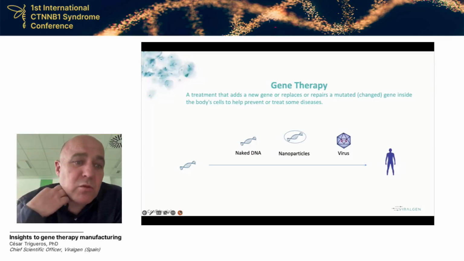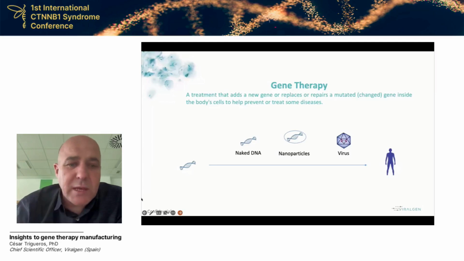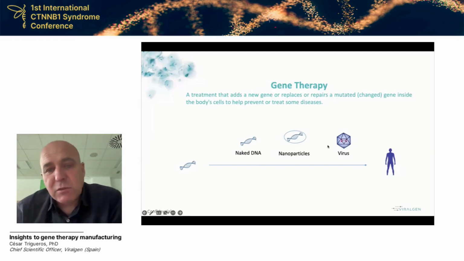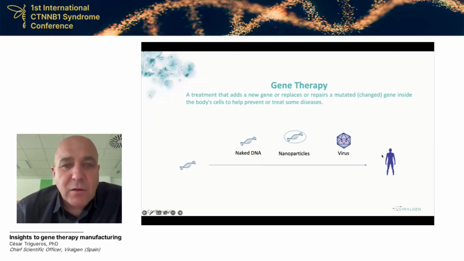And we can do it in several ways. We can do it with the naked DNA. This is the most simple one, and of course, it's done in some kind of therapies. But the problem is that the body is designed to somehow destroy any naked DNA that we can introduce. Of course, the body doesn't distinguish between bad and good DNA and is destroying the whole DNA.